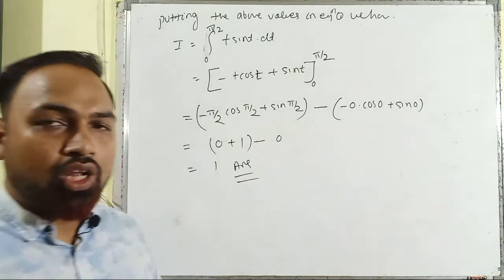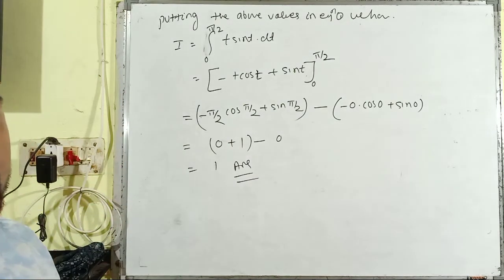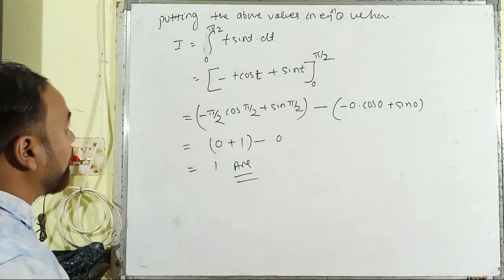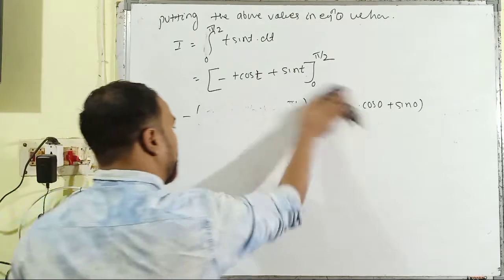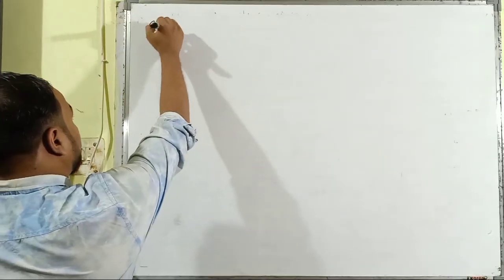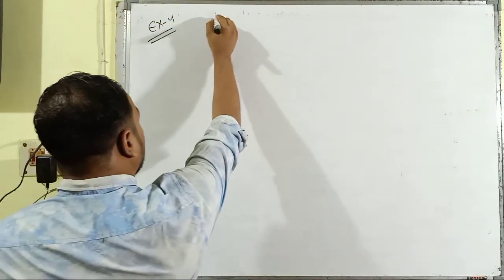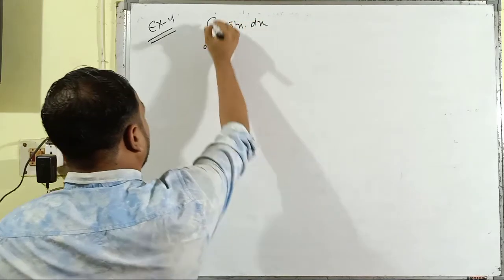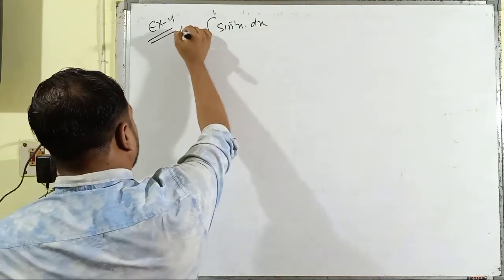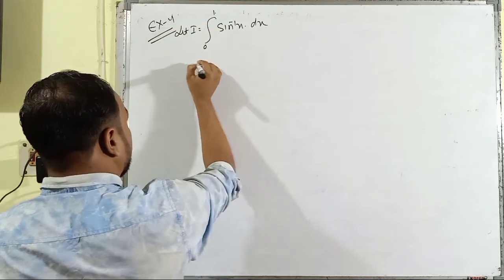The definite integration of cos inverse x with respect to x from 0 to 1. Then let us move first to another problem. Then example number 4, integral of sin inverse x with respect to x from 0 to 1. Let us consider this integral as I.